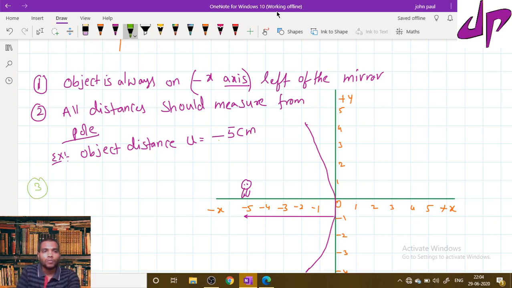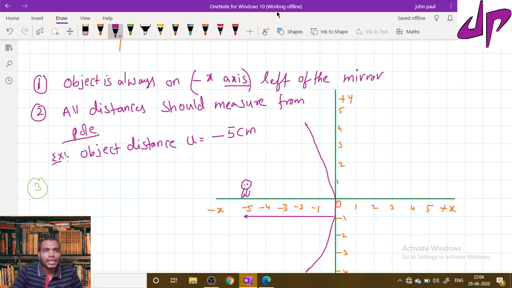Now I hope these two rules are clear. The first rule: always keep the object on the negative x-axis, or the left side of the mirror. The second rule: all distances, meaning object distance or image distance, any distance, you measure from the pole.